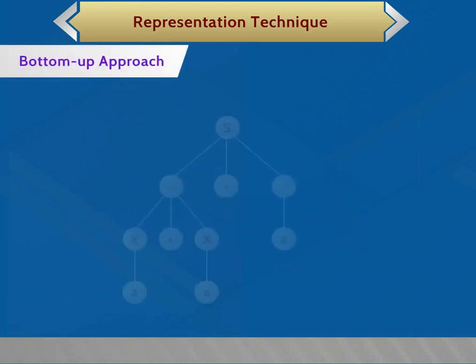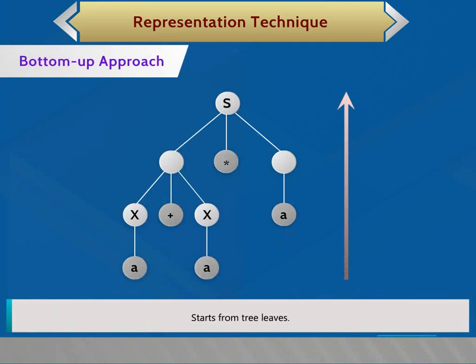Bottom-up approach starts from tree leaves and proceeds upward to the root, which is the starting symbol S.